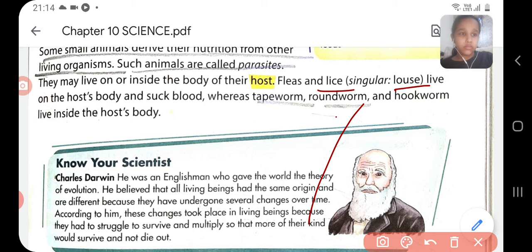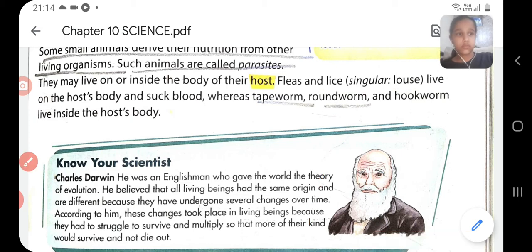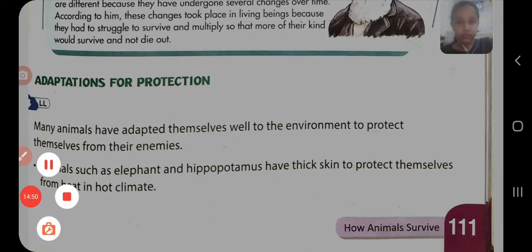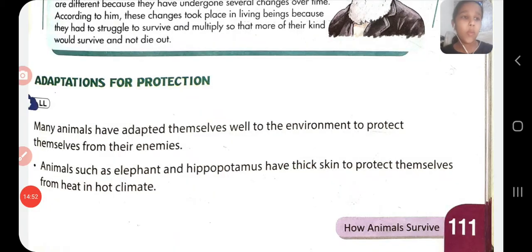Okay. So adaptation for protection. What is adaptation? I will explain to you what adaptation is, then we will end the video.